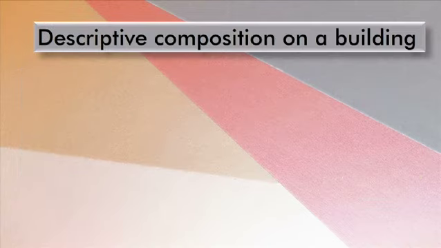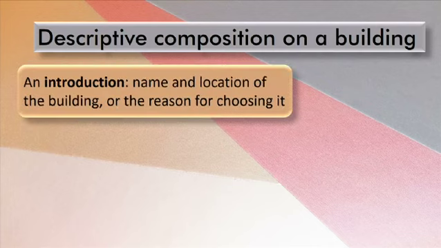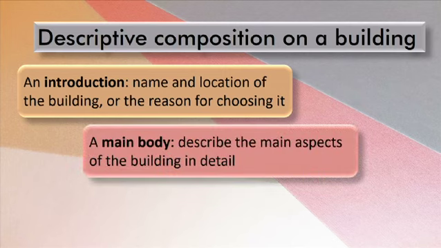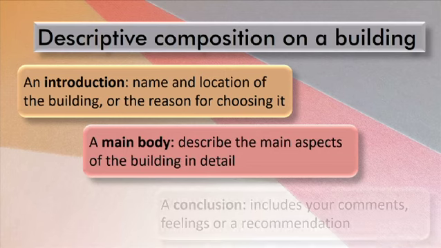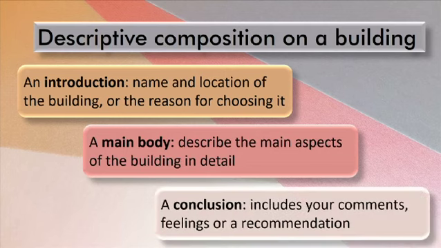A descriptive composition on a building usually consists of an introduction in which you give the name and location of the building or the reason for choosing it. A main body in which you describe the main aspects of the building in detail. A conclusion which includes your comments, feelings, or a recommendation. Now, we'll look at each part in more detail.